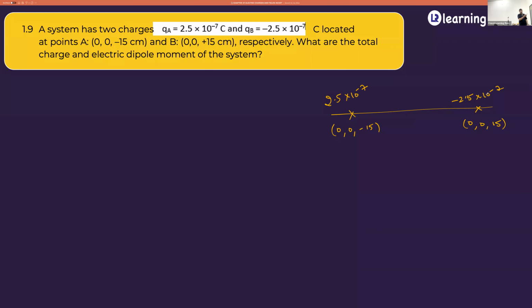What is the total charge? Total charge is going to be equal to 2.5 into 10 power minus 7 plus negative of 2.5 into 10 power minus 7. Answer is going to be 0. Right. What about the dipole moment?